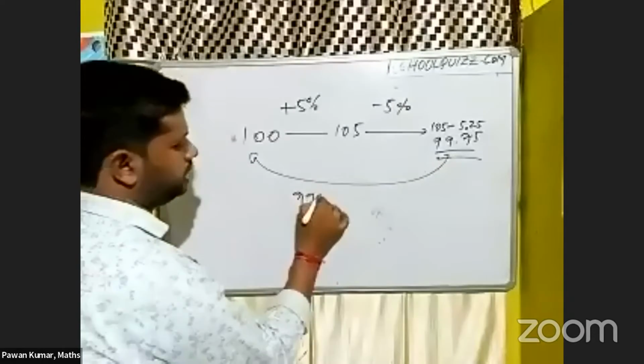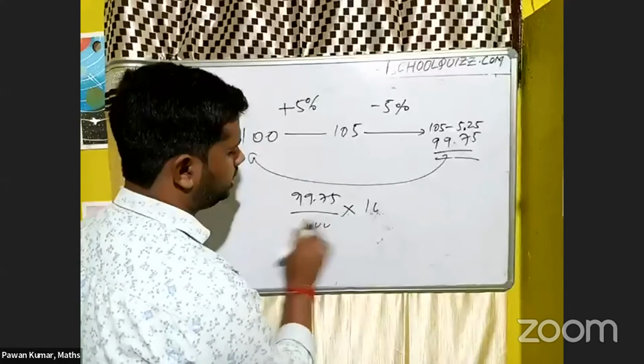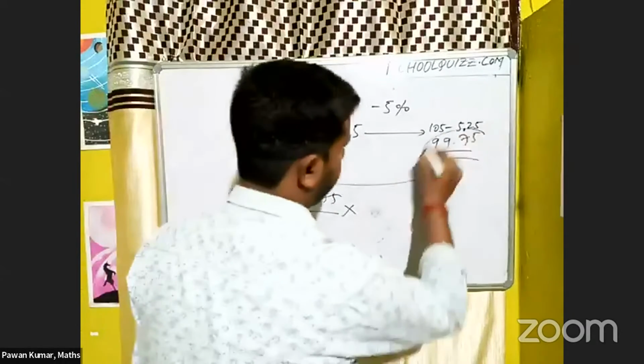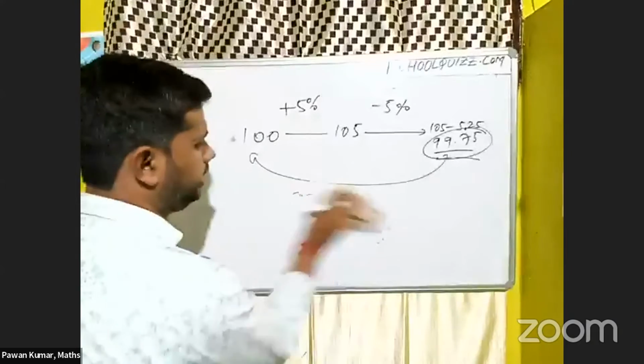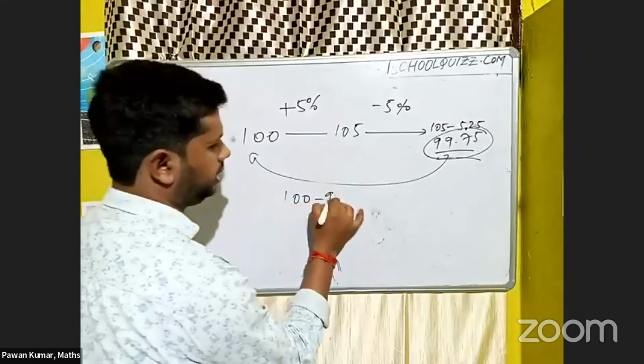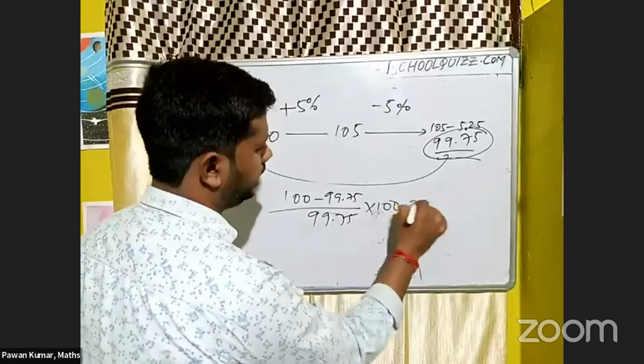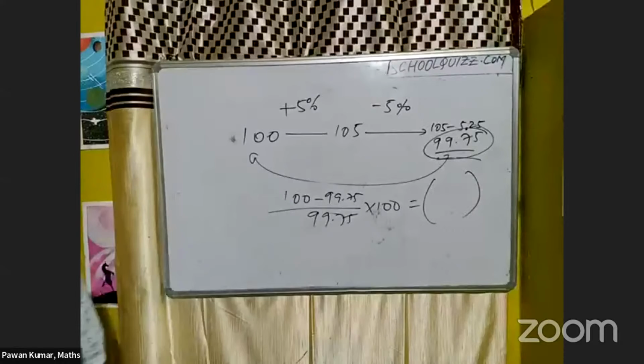They have 99.75. They need to reach 100. So 100 minus 99.75, divided by 99.75, into 100. I have to do this to get the percentage I need to increase to reach 100. Yes, sir. So like that we have to do.